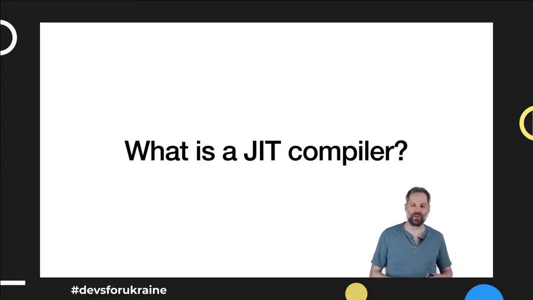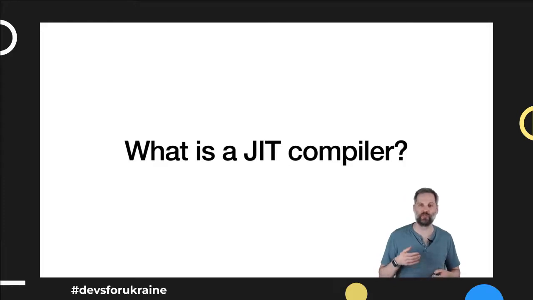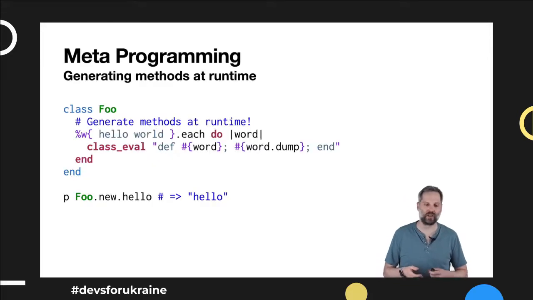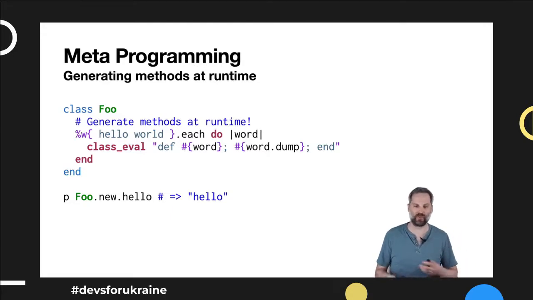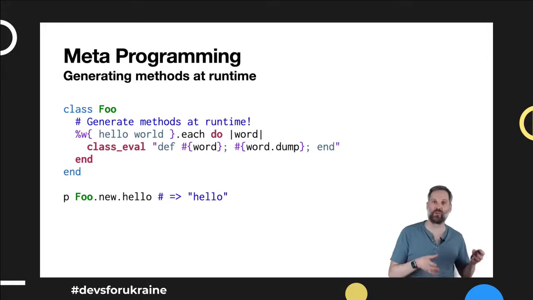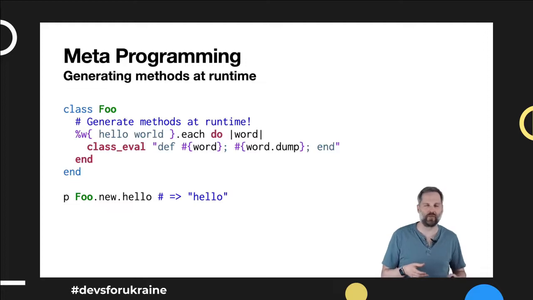And I think a really interesting example of this is metaprogramming in Ruby. We can think of a JIT compiler as very similar to metaprogramming. In this example code, we're creating Ruby methods at runtime, but instead of creating methods, we're actually going to generate machine code and execute that machine code. So rather than making methods, we're going to make machine code, and that would be the difference: a JIT will make machine code.